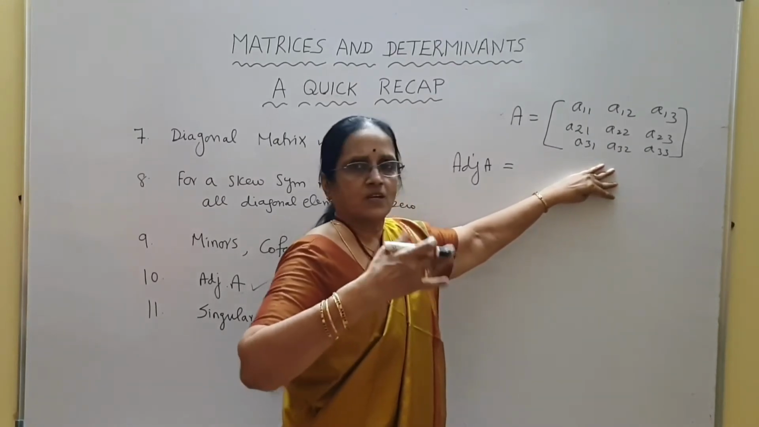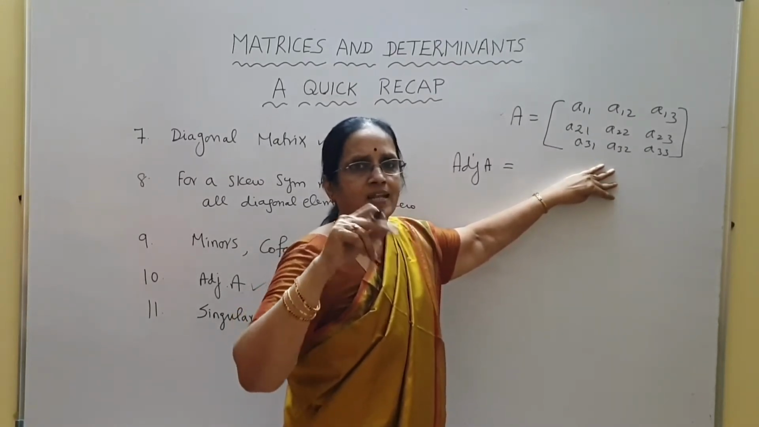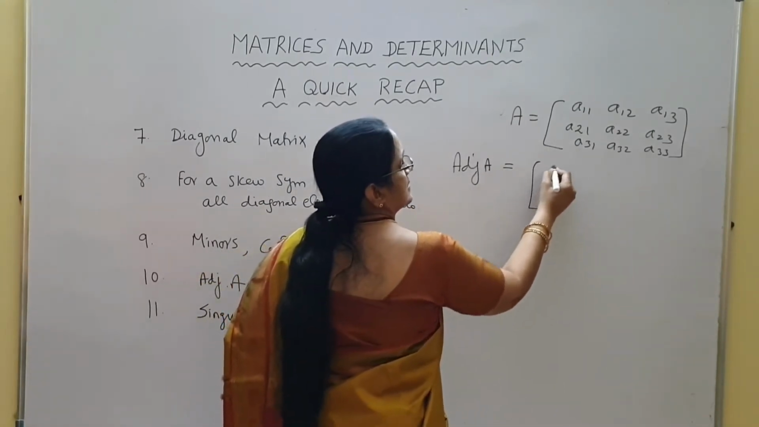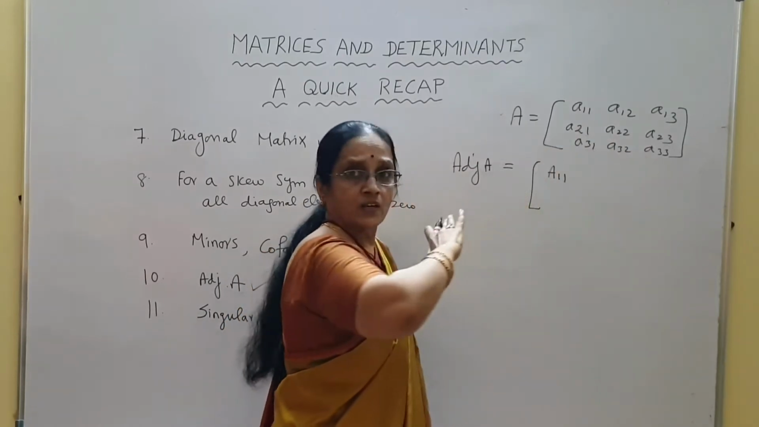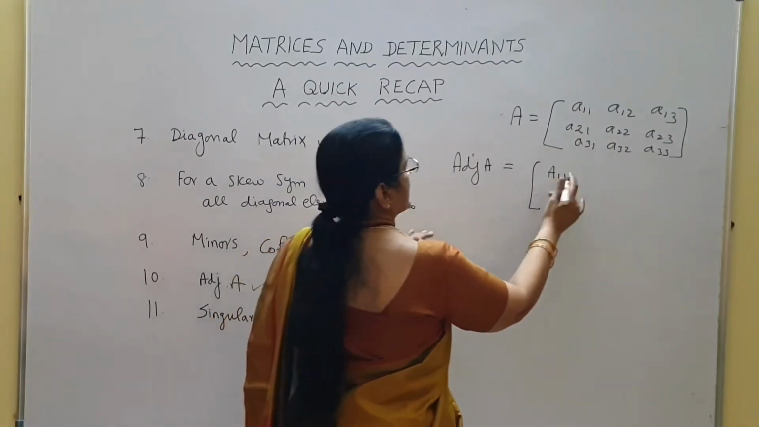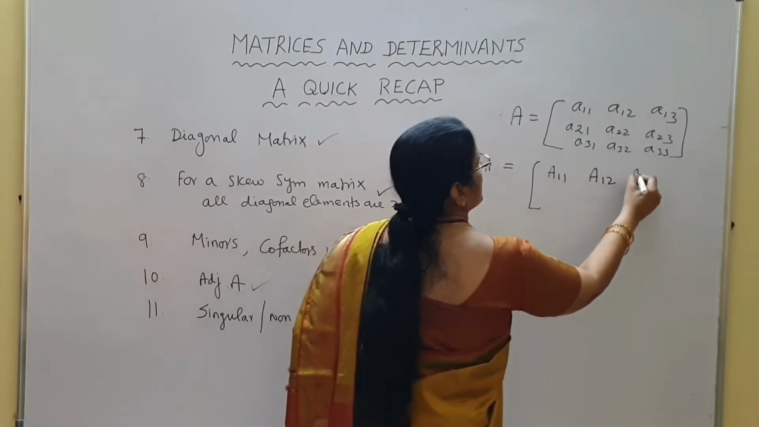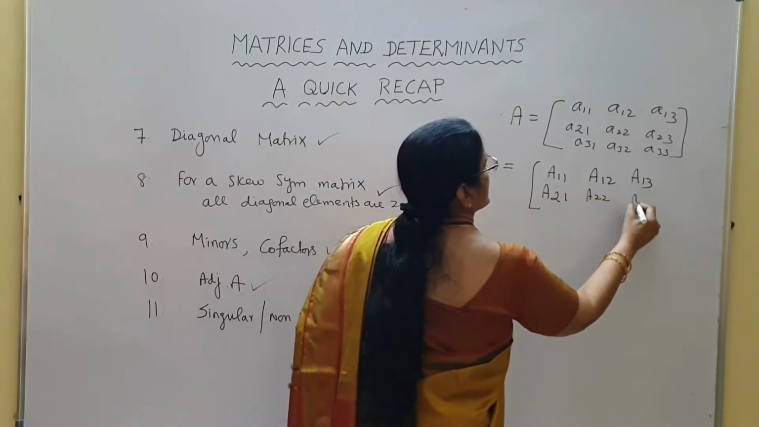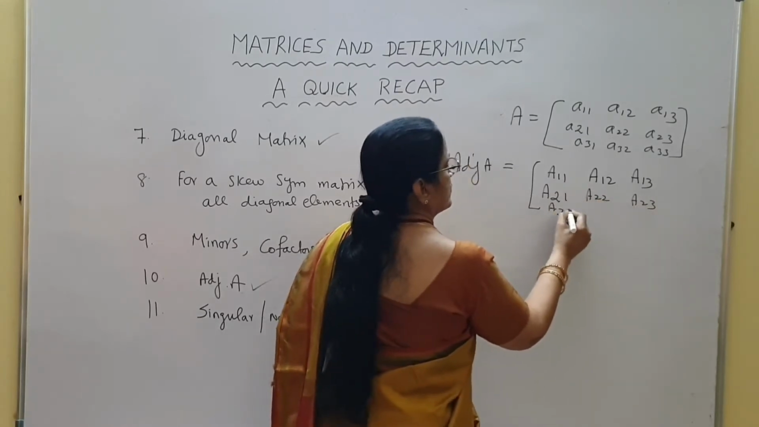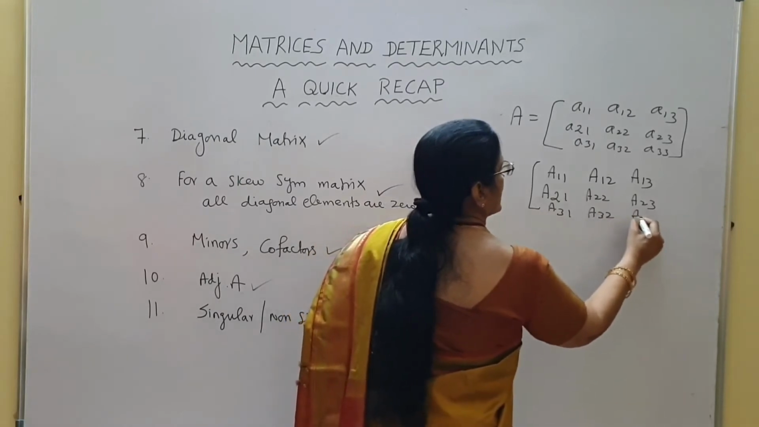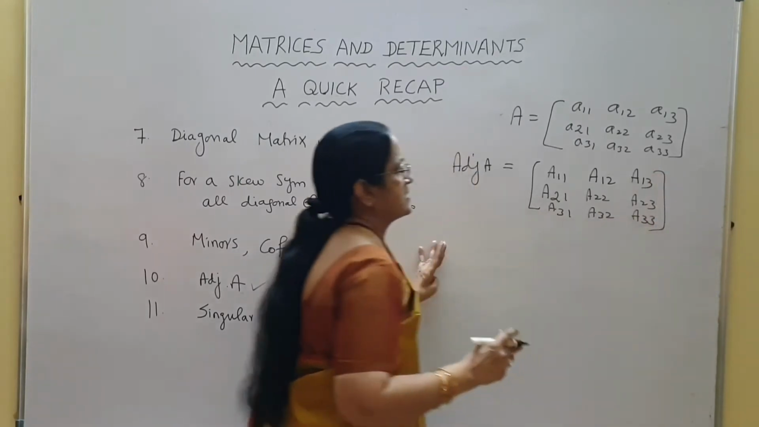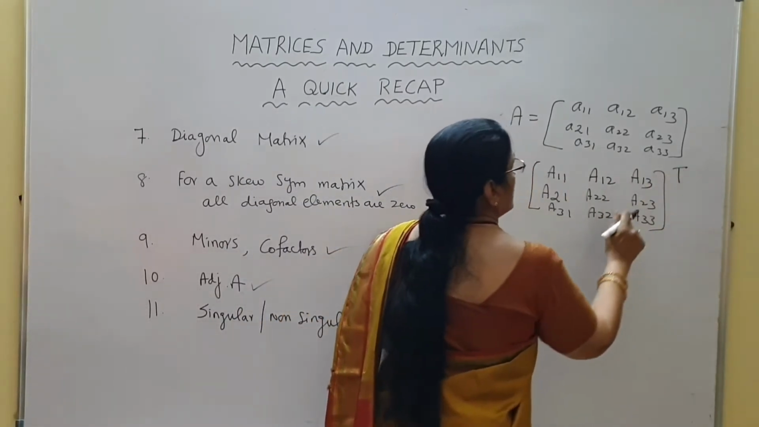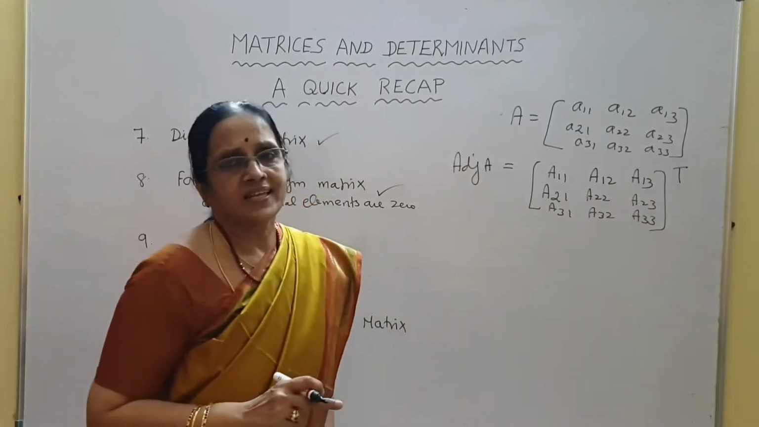And normally we represent the cofactors in terms of the capital letters. So, adjoint of A is nothing but the transpose of the cofactor matrix. See, this matrix A11, A12, A13, A21, A22, A23, A31, A32, A33. This is the cofactor matrix. So, transpose of this will give you adjoint of the matrix A.